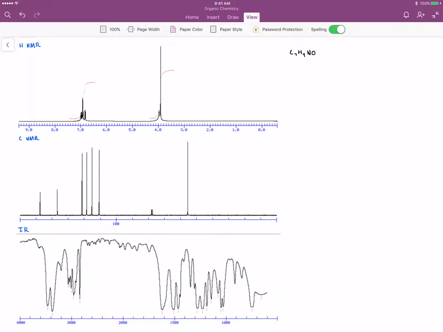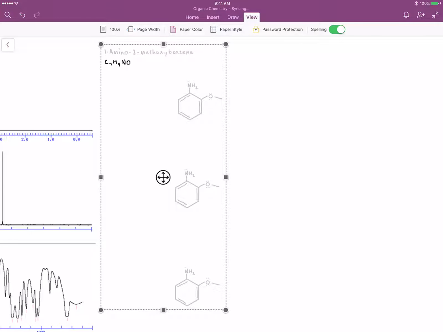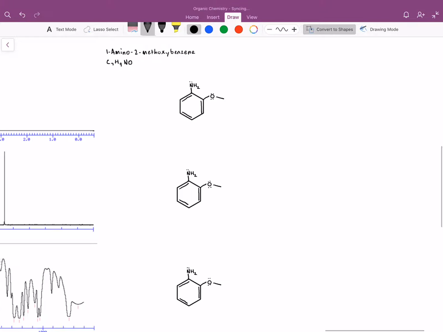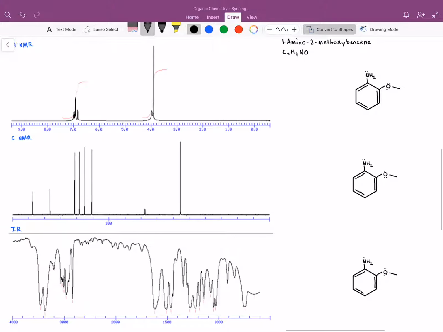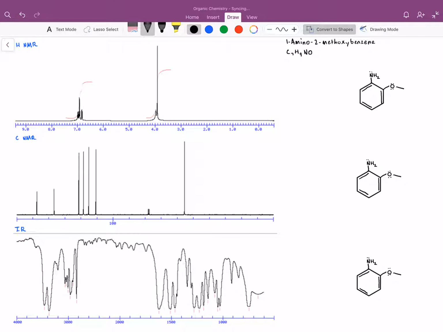So I'd encourage you to pause the video at this point and see if you can work through the data and use the formula to deduce a reasonable structure for this compound. Alright, I hope you had an opportunity to work through that. I'm going to go ahead and drag over the answer. So the name of this compound is 1-amino 2-methoxybenzene, and there's the structure provided.